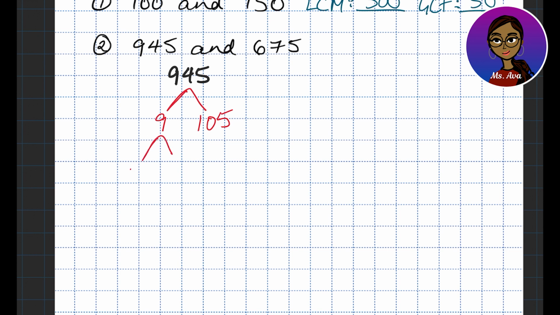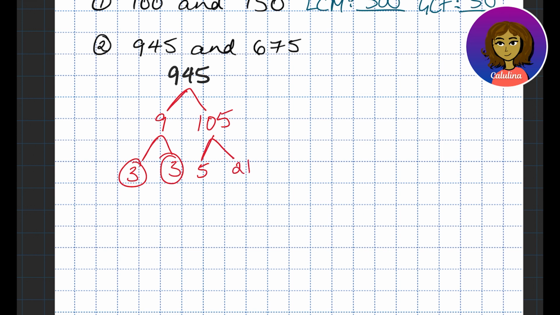So 9 could turn into a 3 and a 3. Is this prime? Yes. Okay, cool. So we circle those. And then we need two numbers to multiply and give us 105. So how about 5 and 21? Is 5 a prime? Yes. Awesome. And 21? No. Okay, cool.